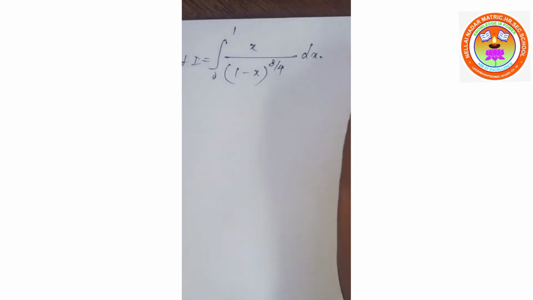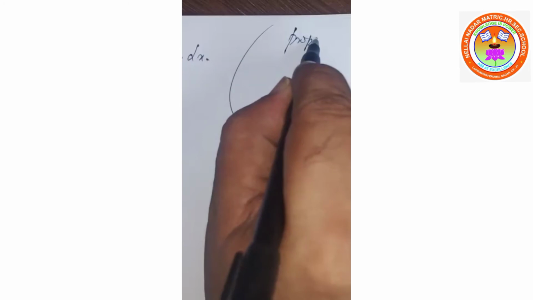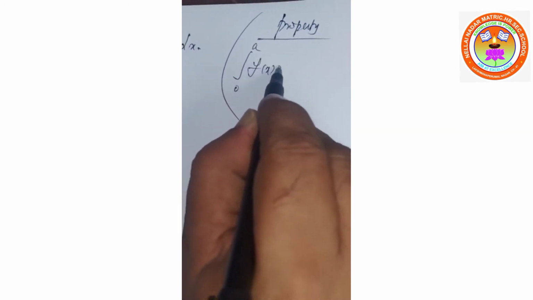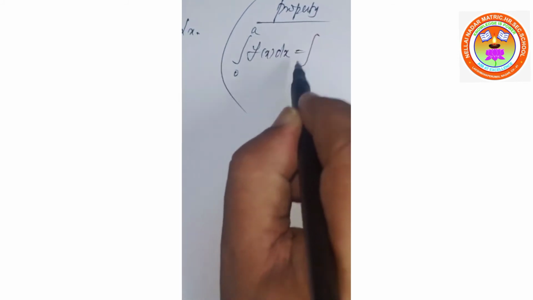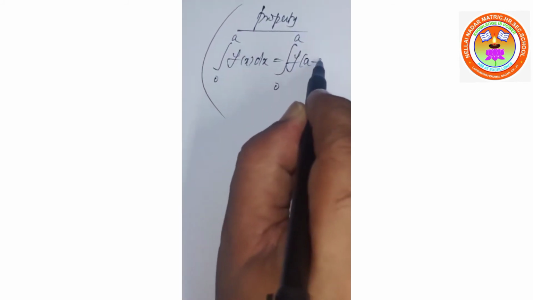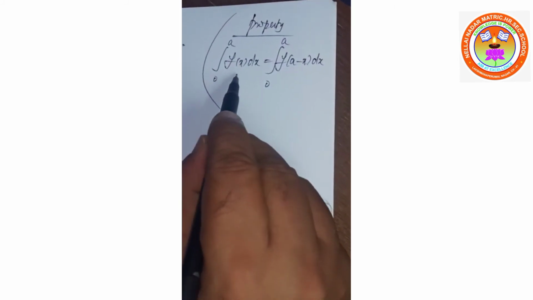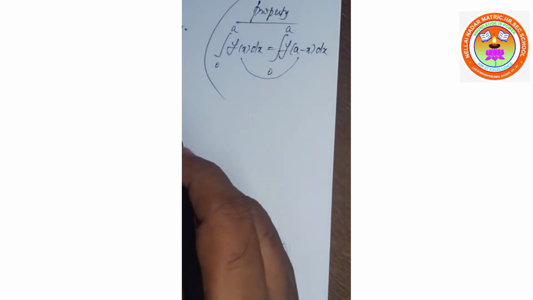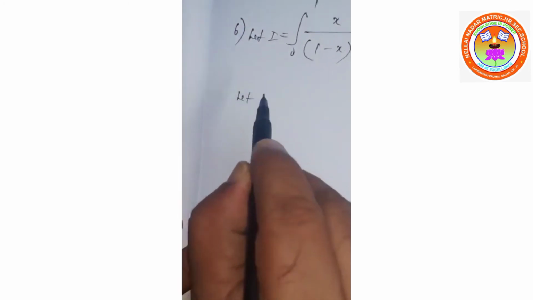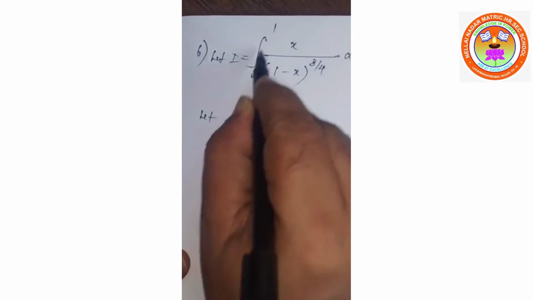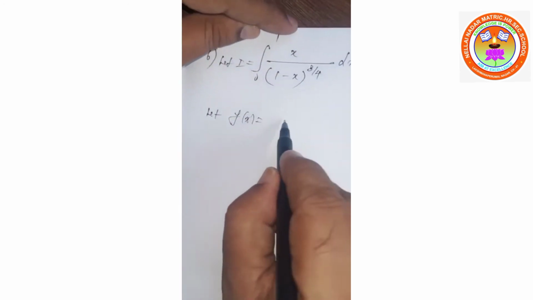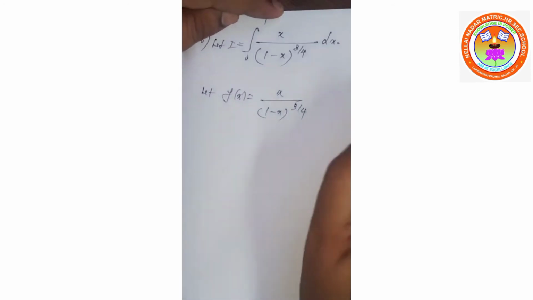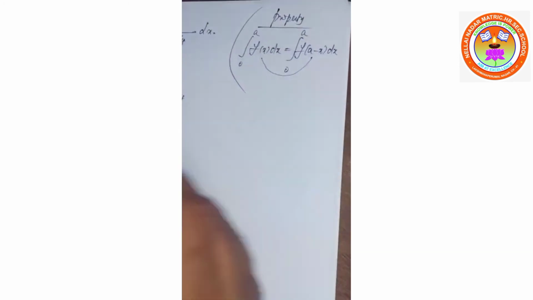So what form is it? Integral 0 to a. I write the property over here. Property: integral 0 to a f of x dx equals integral 0 to a f of a minus x dx. So x becomes a minus x. Let the entire expression be f of x, that is (x by (1 minus x)) power 3 by 4. Now I am going to find f of a minus x.